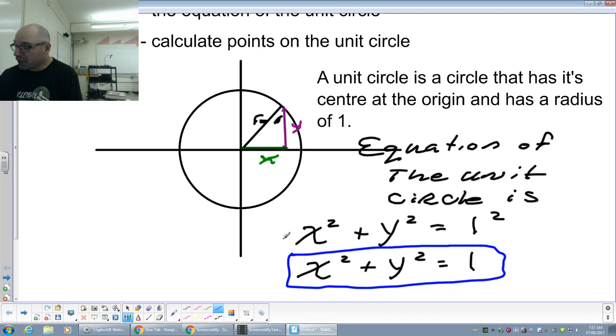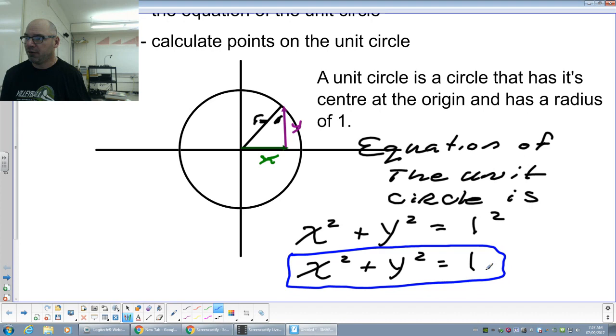Do I allow you to put the equation of the unit circle on it? Yes, I do. I don't mind informational sheets. I am really interested in you being able to do problems, not memorize things. And if you can look at the equation and use it properly, that's the important part of math. For me, that's my philosophy anyway. Okay, so that's the equation of the unit circle.